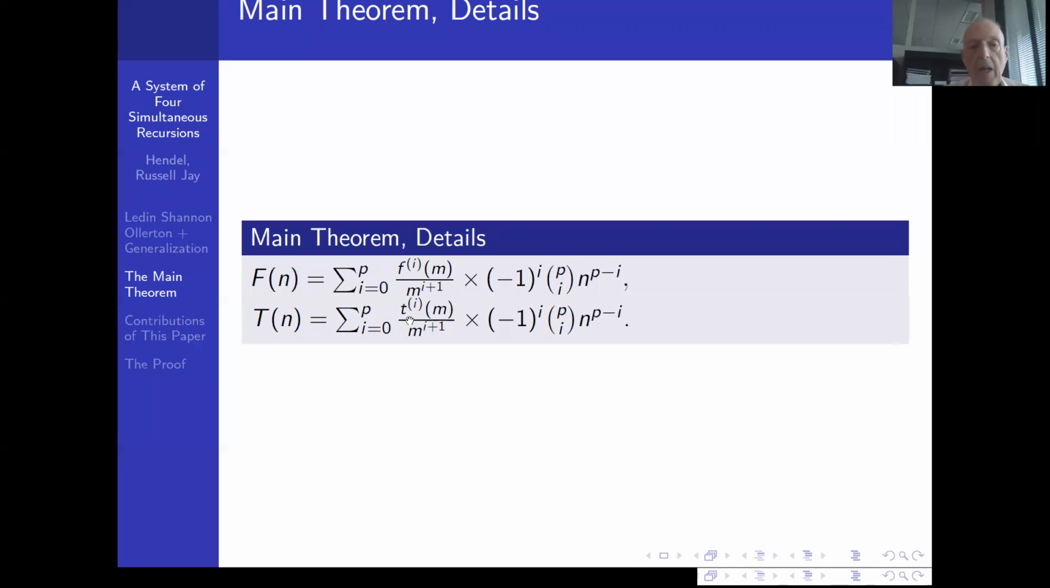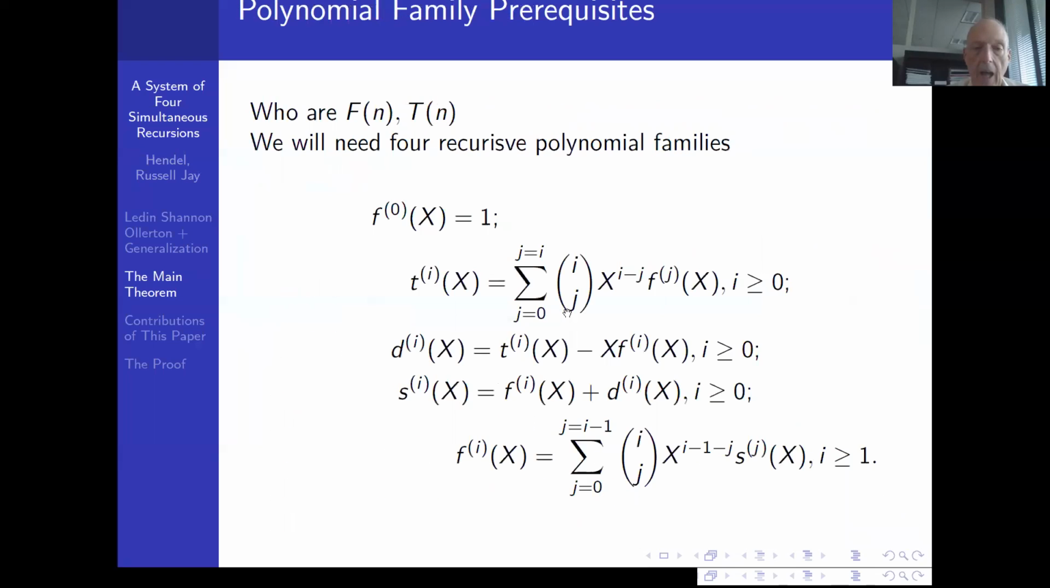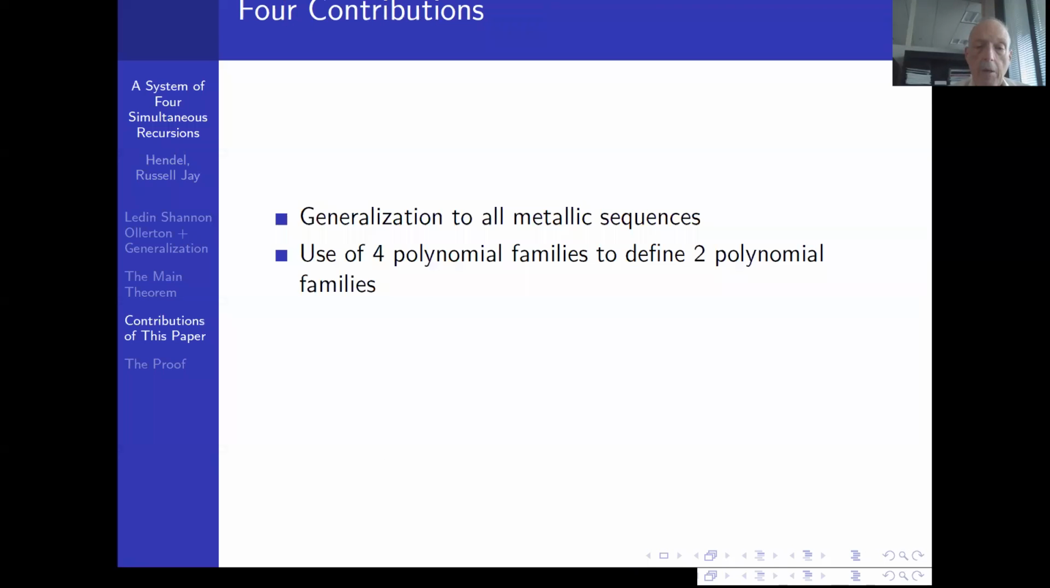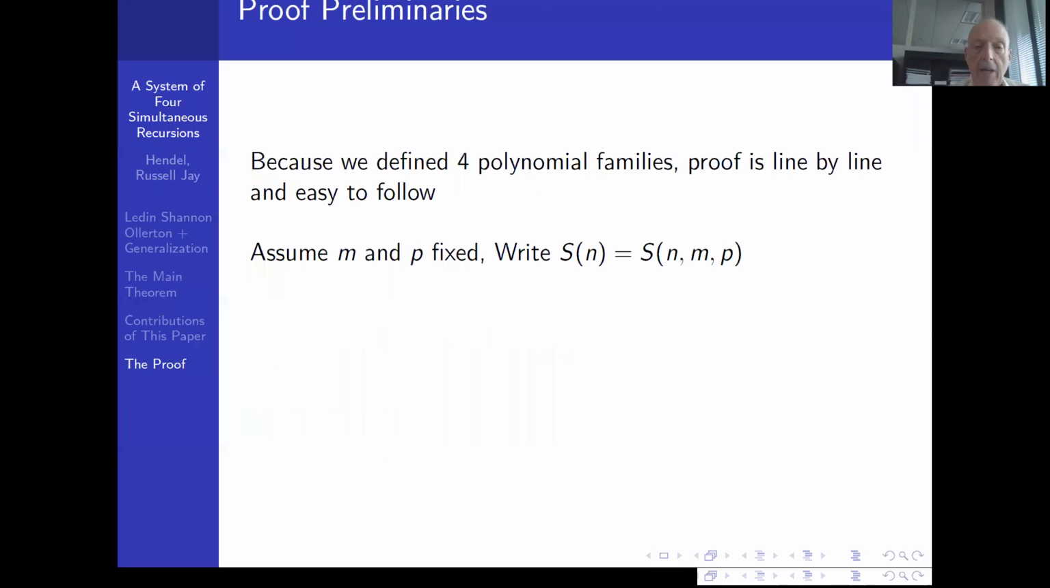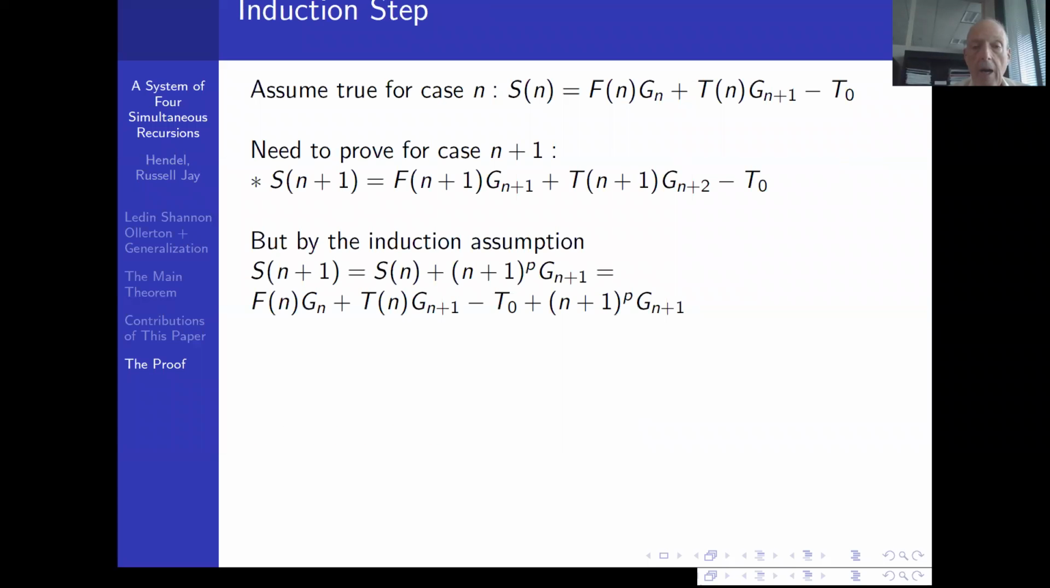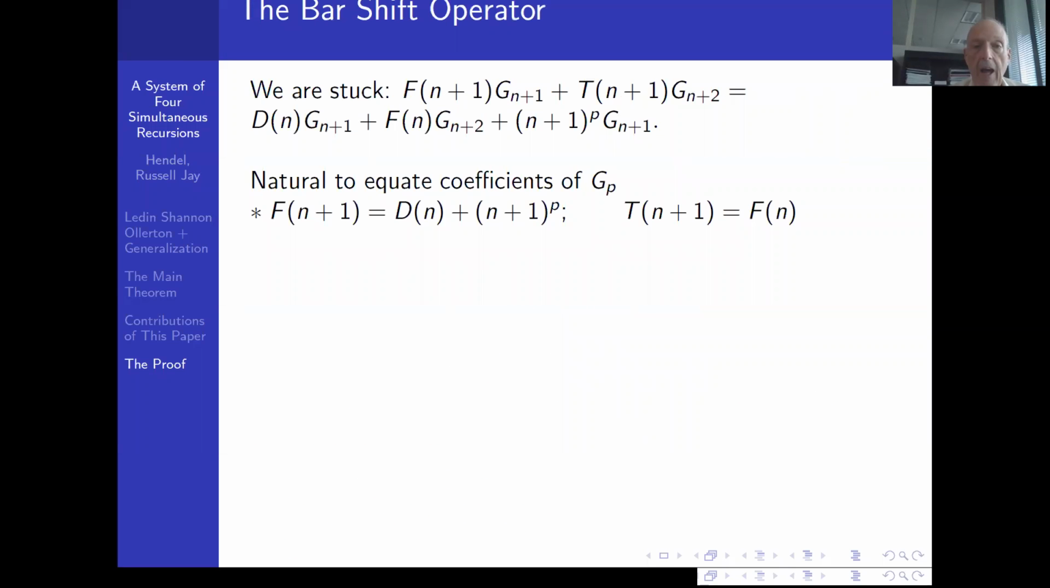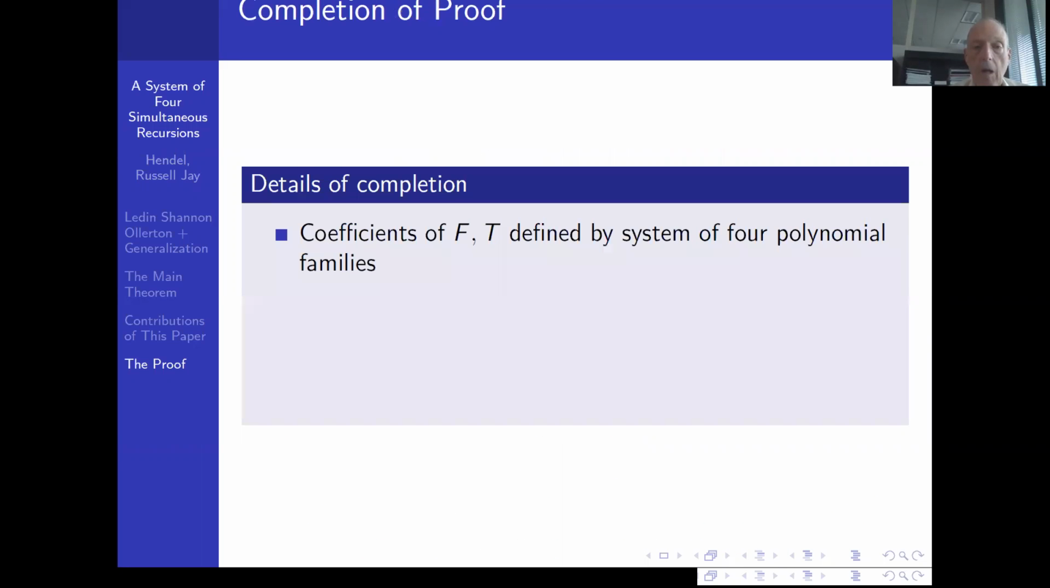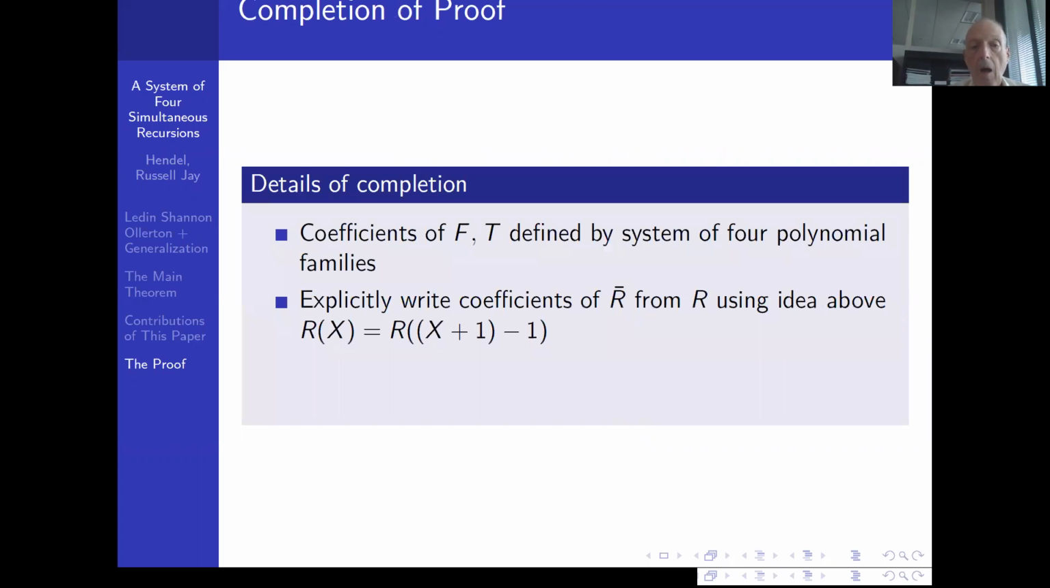Here's the coefficient right here. That's the coefficient of T_n. And the F_n and T_n I've defined here. So I can write down a closed formula, and it's a double sum with some very nice binomial coefficients. And I can write down explicitly what the coefficients of F_n and T_n are. I can also write the coefficients of R bar from R using the idea above that R(x) is R(x+1-1), because x plus 1 minus 1 is x.